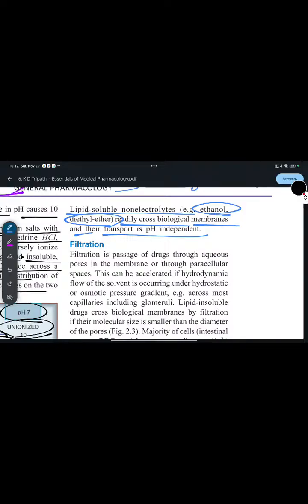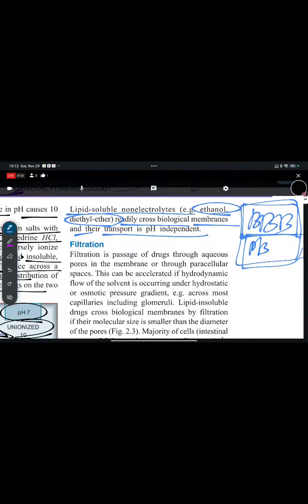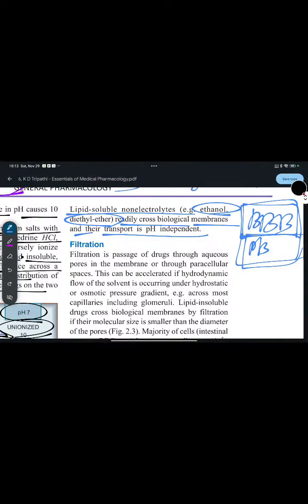Can you tell me three barriers present in the human body? The most common barrier is the blood brain barrier, BBB, which is the first and foremost and most important barrier. Number 2 is the placental barrier, PB. The placental barrier is present between the pregnant mother and the infant, or at that stage the zygote.